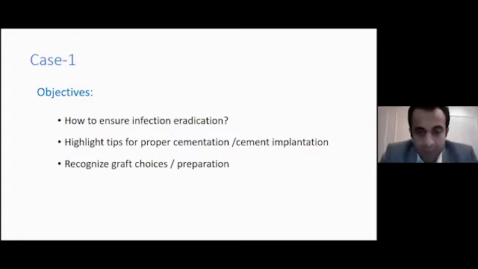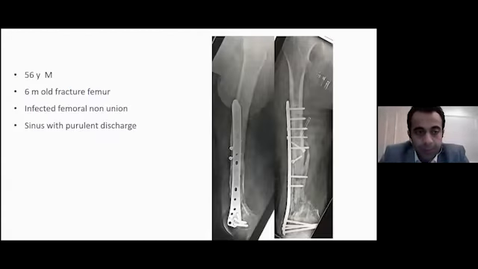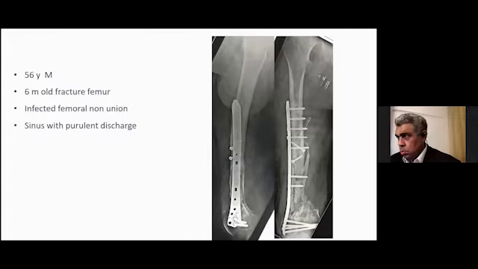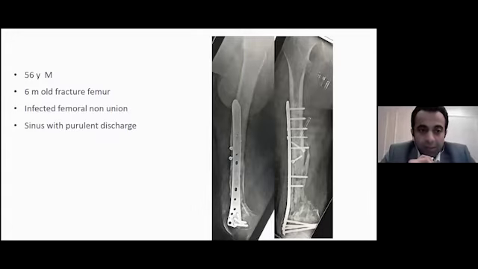Highlight tips for proper cementation and cement implantation, and recognize graft choices and preparation. Our first case is a 56-year-old male with an infected non-united fractured femur over an anatomical plate done 6 months ago, now presenting with a sinus and purulent discharge.